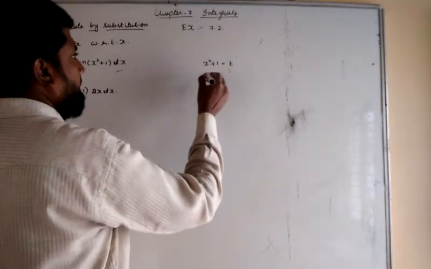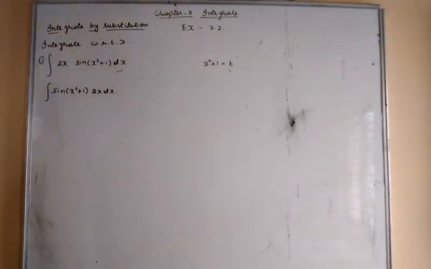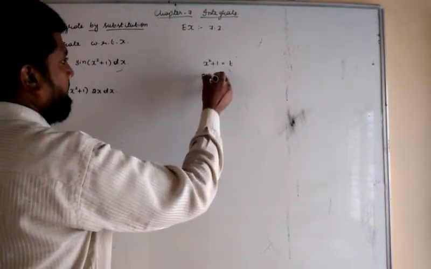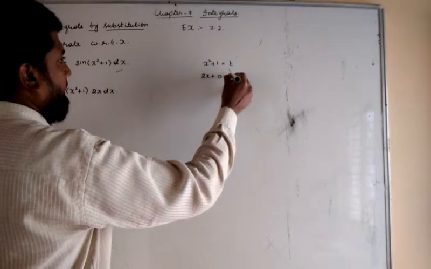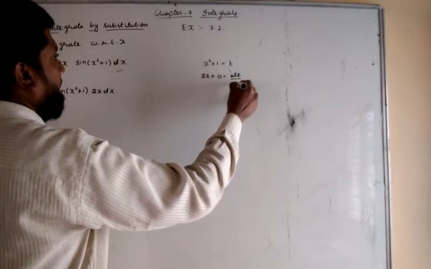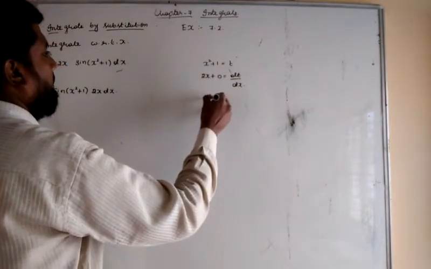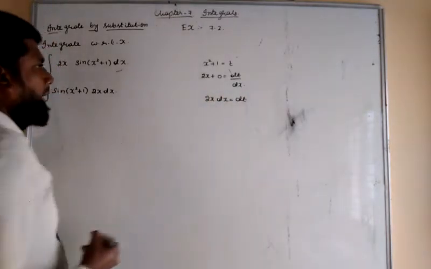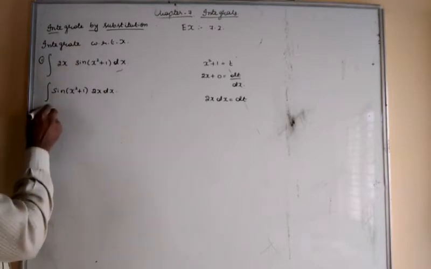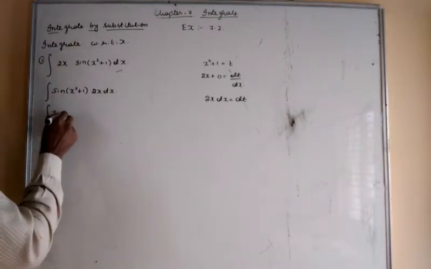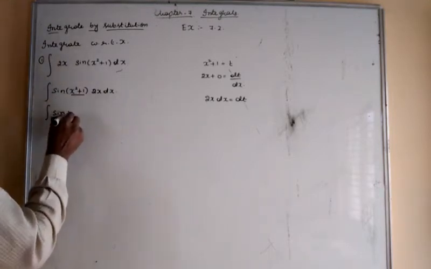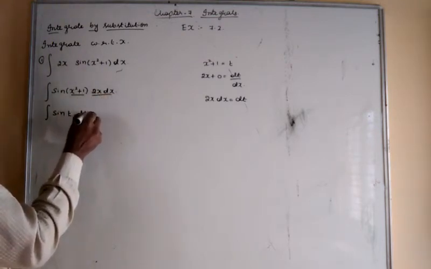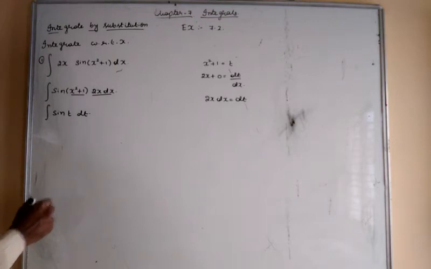Then differentiation. In the substitution method, we have to differentiate also. So x square differentiation is 2x, plus 1 differentiation is 0. Then dt by dx, so 2x dx is equal to dt. Let us substitute here. So integration of sine of t, in the place of x square plus 1 we can write t, and 2x dx can be written as dt. So with respect to t we have to integrate.